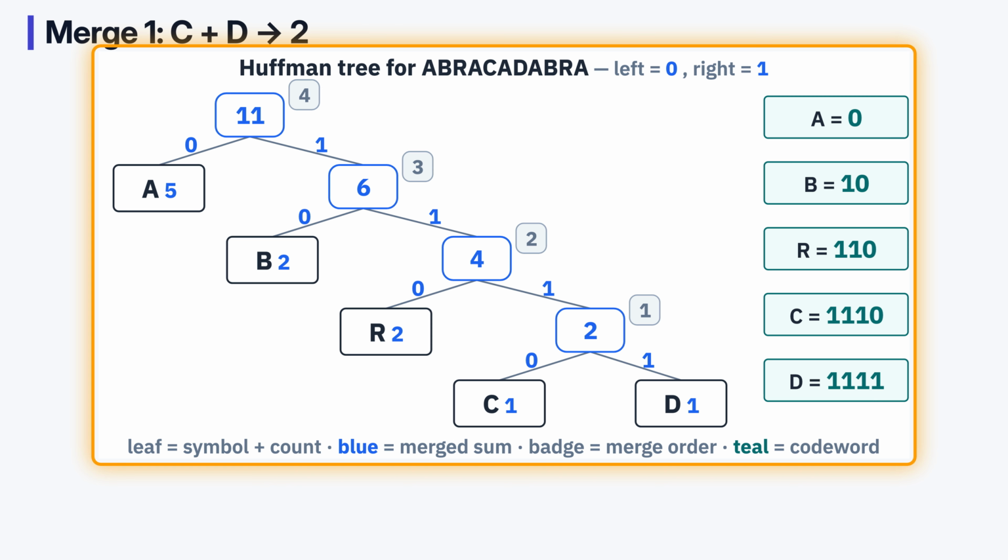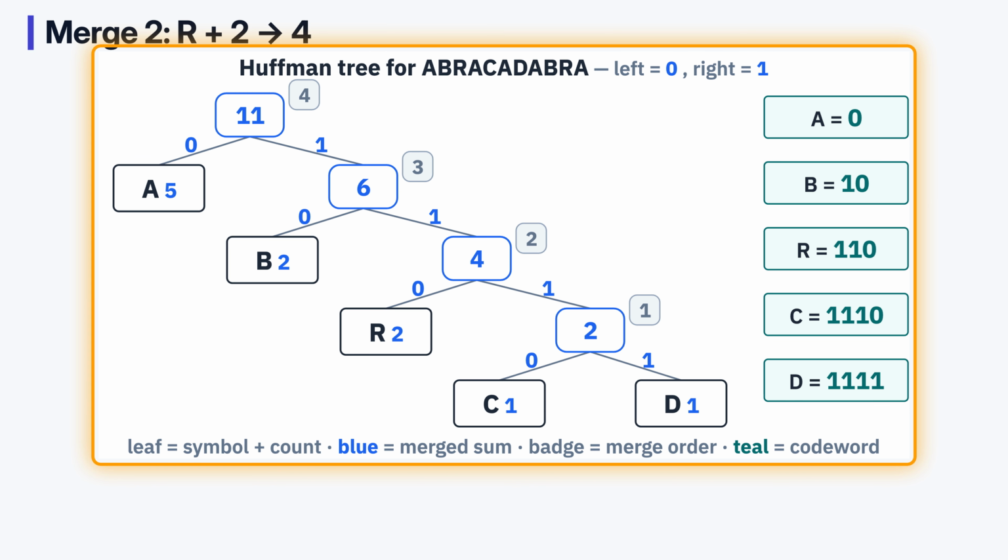Merge 1, scan the leaves for the 2 smallest. C has frequency 1. And D has frequency 1. Those are the 2 smallest. Merge them into a new parent whose value is 1 plus 1, which is 2. Badge 1 marks this first merge. The old C and D are now children of that node, and the node of value 2 goes back into the pool to be merged later.